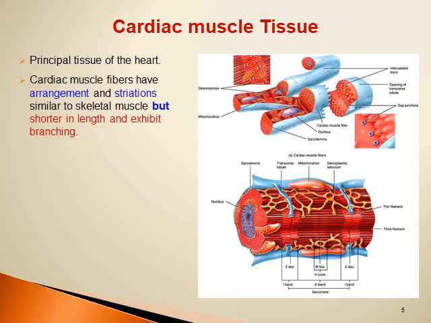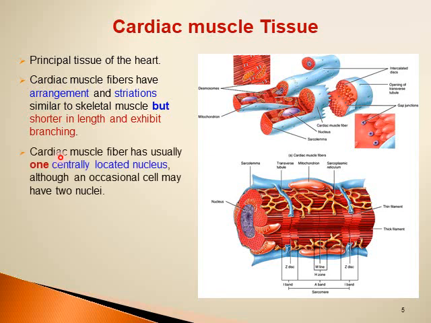Cardiac muscle fibers have arrangements and striations similar to the skeletal muscle fibers, but they are shorter than skeletal muscle fibers and they exhibit branching. The skeletal muscle fibers are long and they do not branch. As you see here, we have short cardiac muscle fiber, and this cardiac muscle fiber is showing branching.